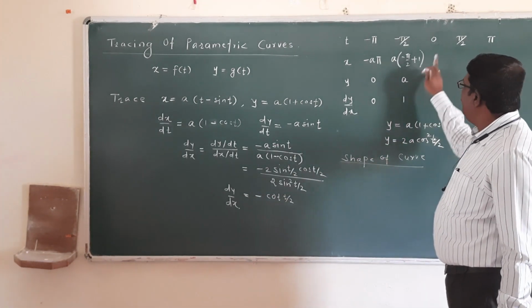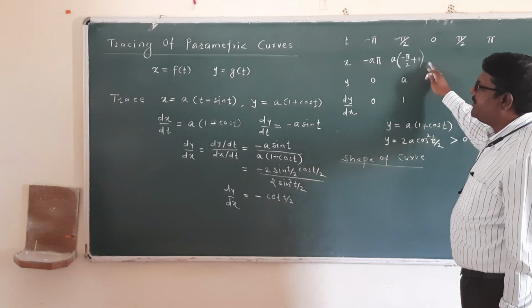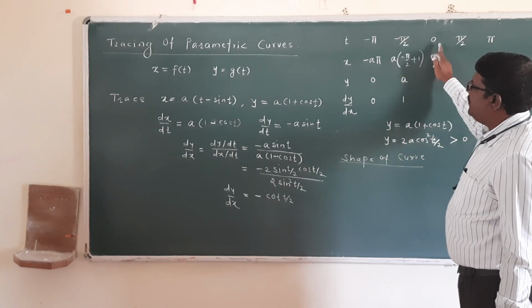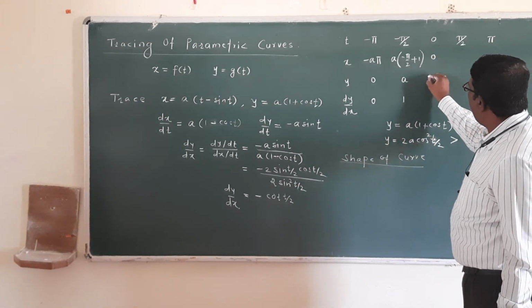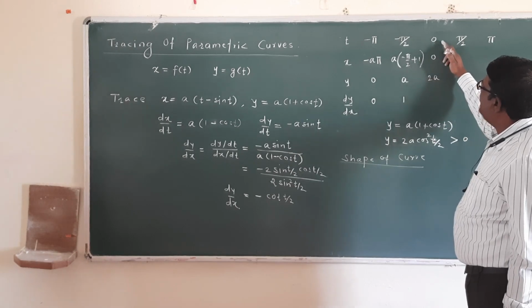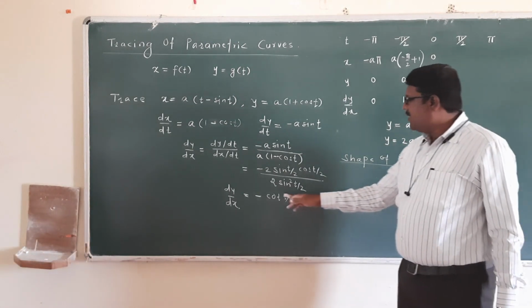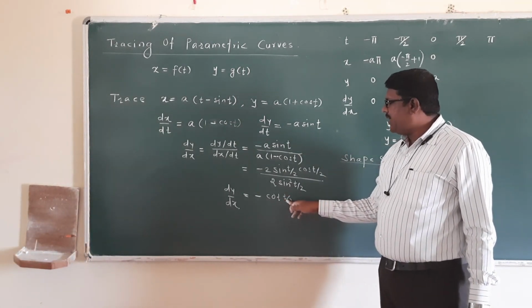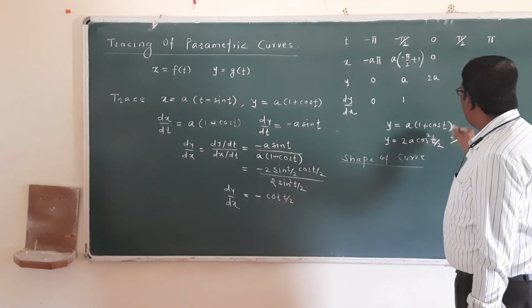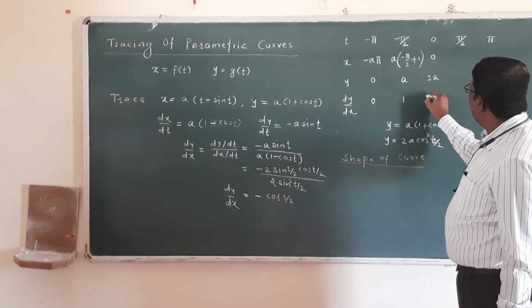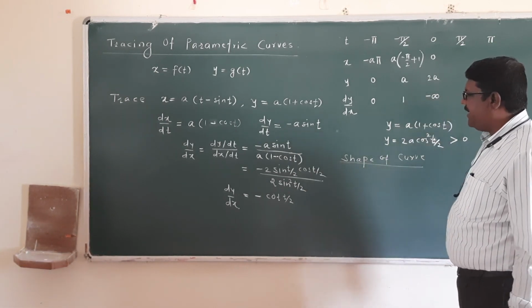When t is 0, the value of x is 0, the value of y is 2a, and the value of dy by dx when t is 0. So here it is cot 0, that is 1 upon tan 0. So tan 0 is 0. So its value is minus infinity.